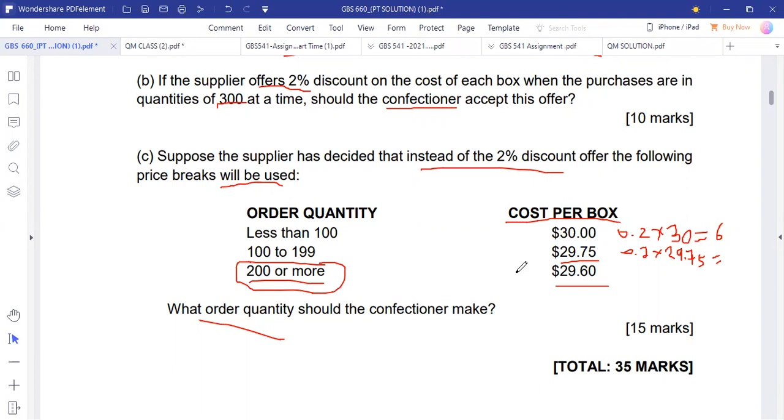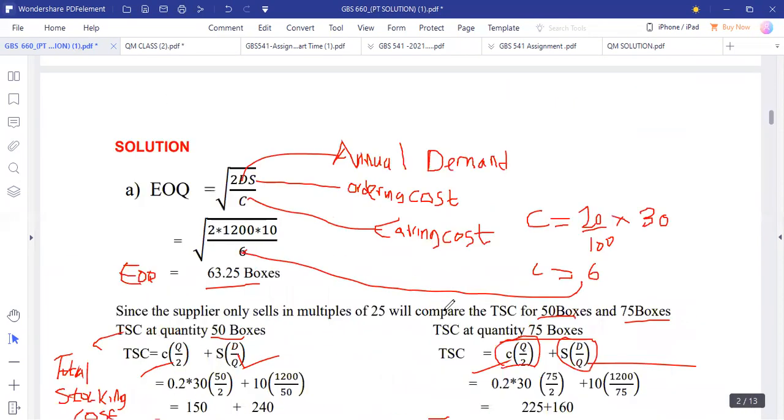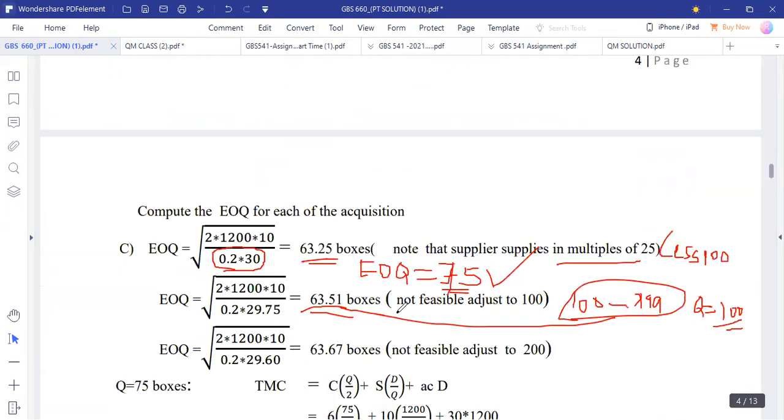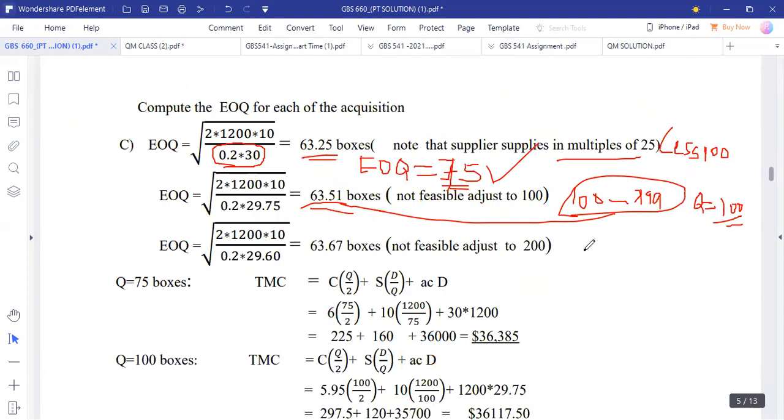All right, so we need to go a little bit further here, where we now need to find the EOQ for this same range of 200 or more. Our EOQ we have found is 63.67 because our carrying cost was 20% of acquisition cost. Acquisition cost per range was not the same, because the prices were reducing per box based on the ordering policy.